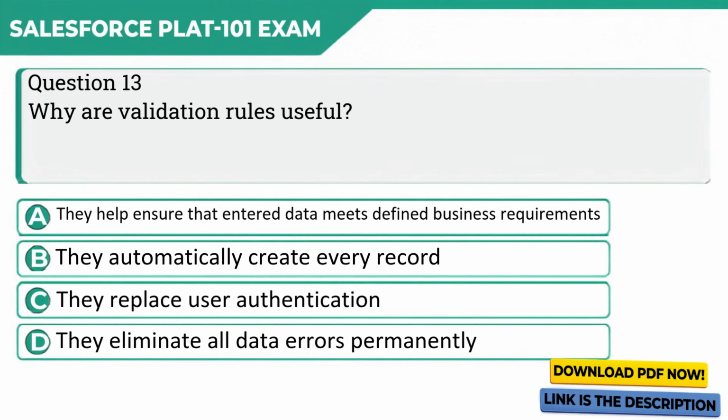Question 13. Why are validation rules useful? A. They help ensure that entered data meets defined business requirements. B. They automatically create every record. C. They replace user authentication. D. They eliminate all data errors permanently.